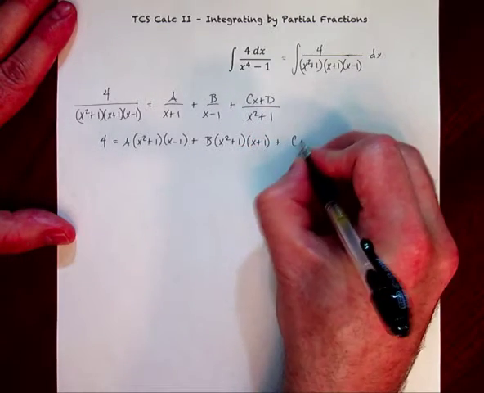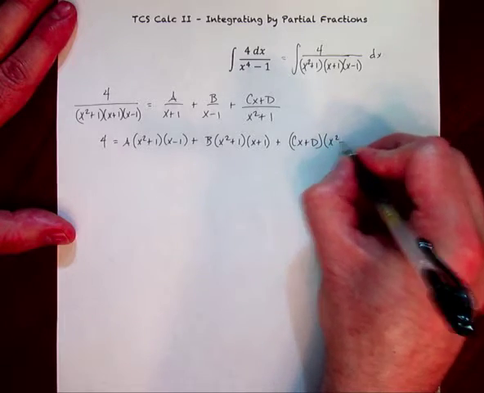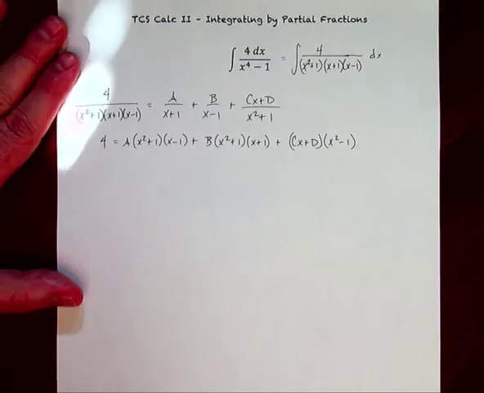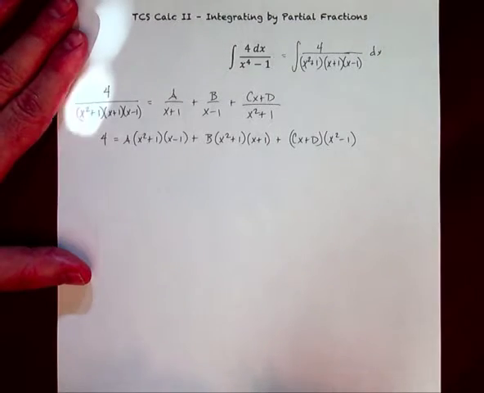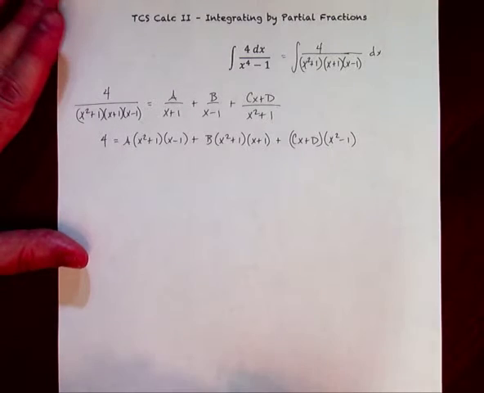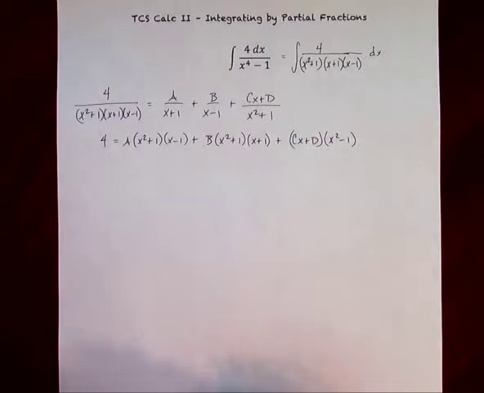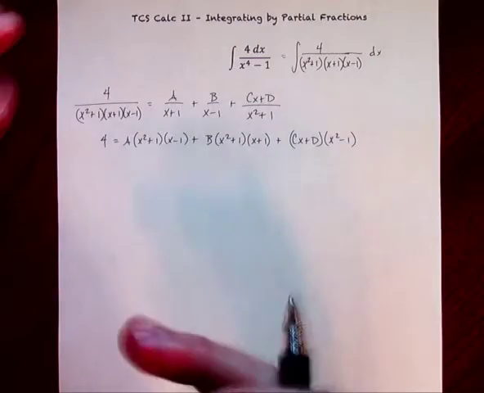And we get cx plus d, and I'm going to write the x plus 1 and x minus 1 as x squared minus 1, just remember that that's what constitutes it. Now, because I have an irreducible quadratic, I should note that I'm not going to be able to use the Heaviside method to get rid of everything. But I will be able to use it to find a couple of things.